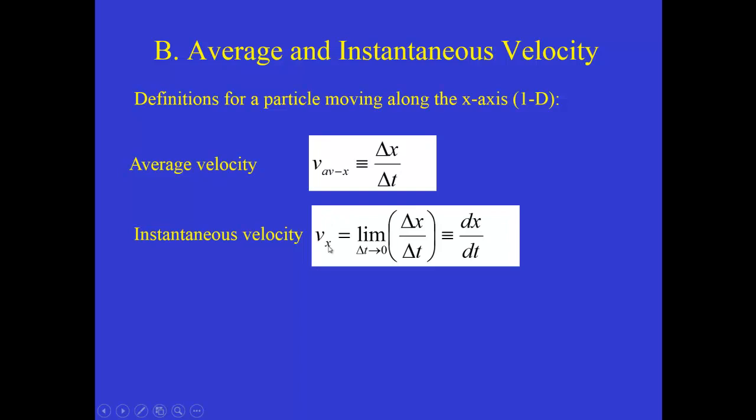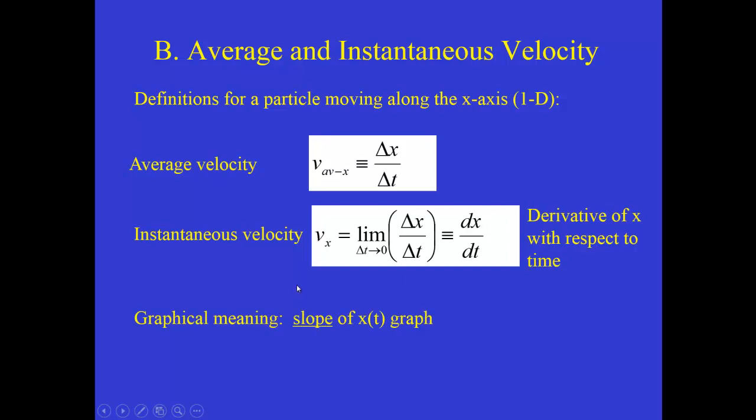Using what's called limit notation, we write down that the instantaneous velocity along the x direction is this quantity delta x over delta t in the limit where delta t becomes 0. And symbolically we write this down as dx over dt. We'll show how to do this calculation a little bit later, but this is called a derivative. We would say this is the derivative of the position x with respect to time. The graphical meaning of the derivative, or the instantaneous velocity, is that it's the slope of the position versus time graph.